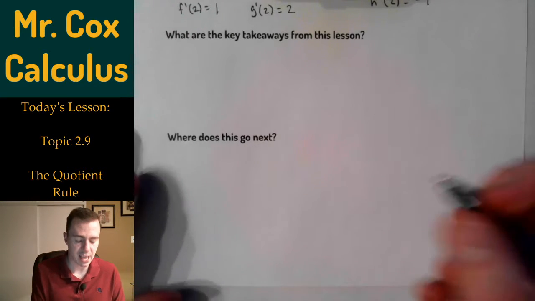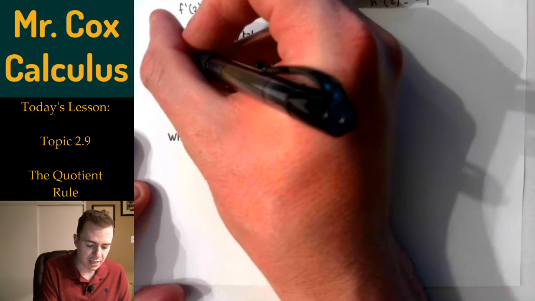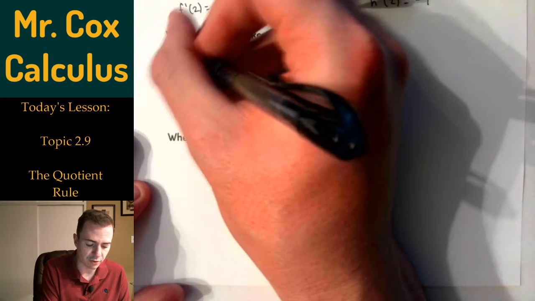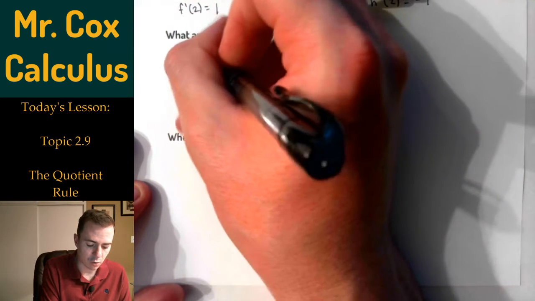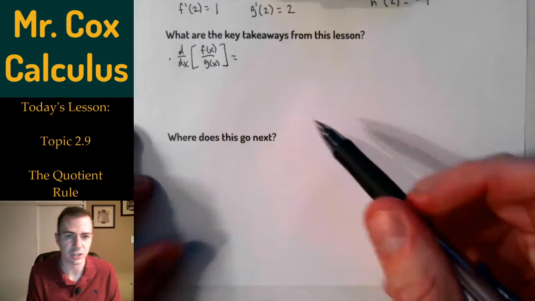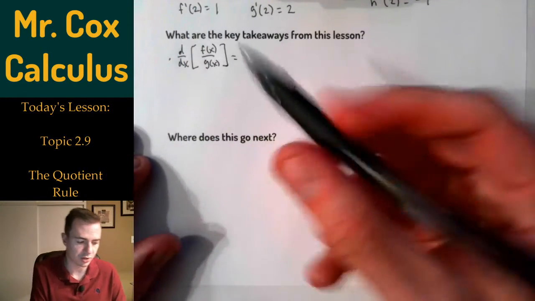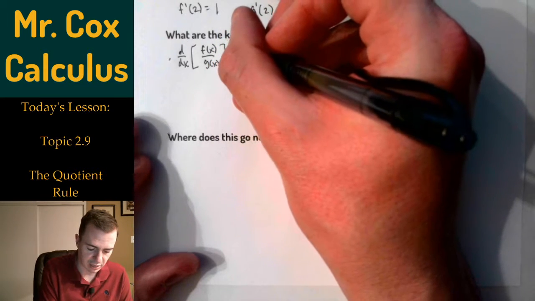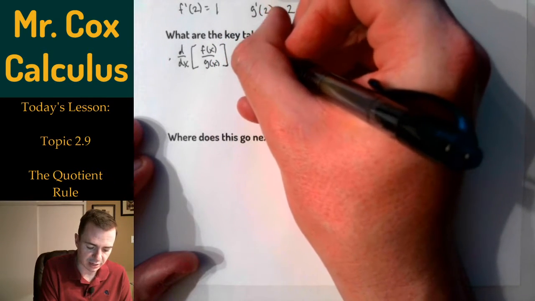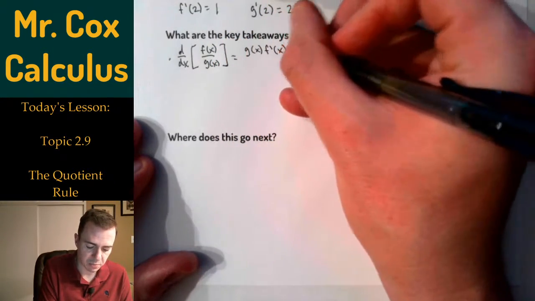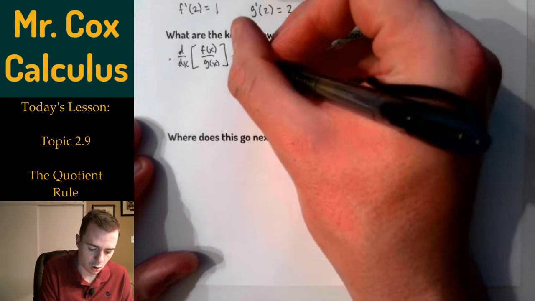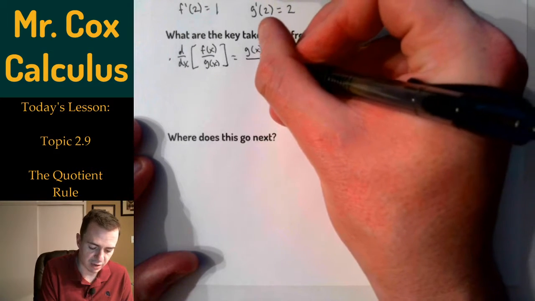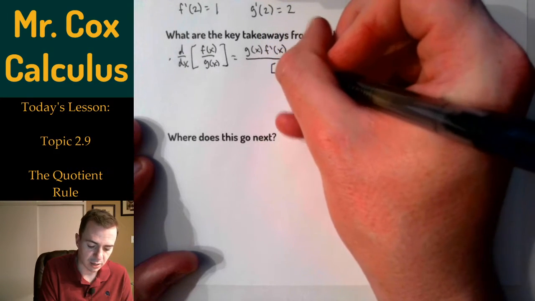Let's take a look at our key takeaways. Obviously, the big one is knowing the quotient rule moving forward. So the derivative of f of x over g of x, if I have a function that's expressed as a quotient of two functions, its derivative is g of x f prime of x minus f of x g prime of x all over g of x quantity squared.